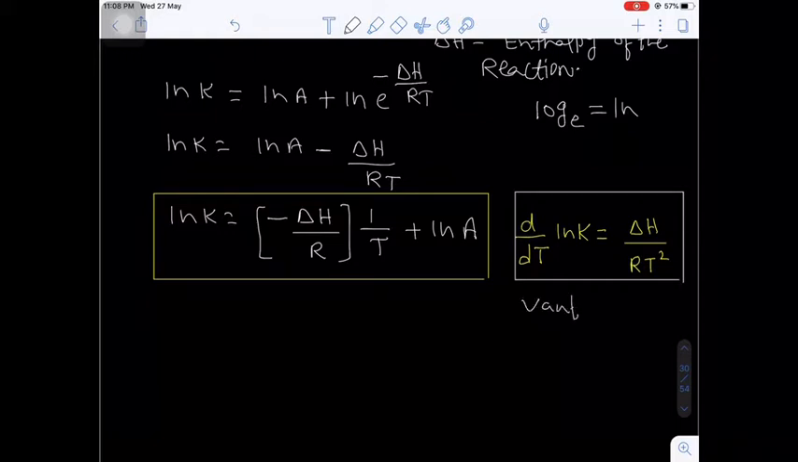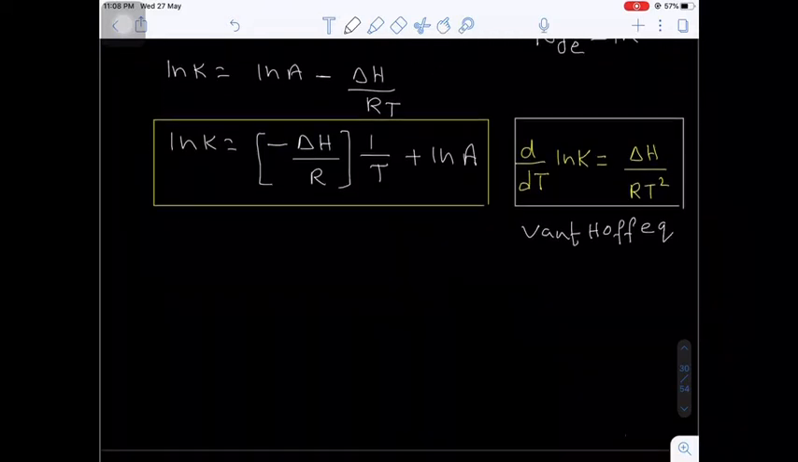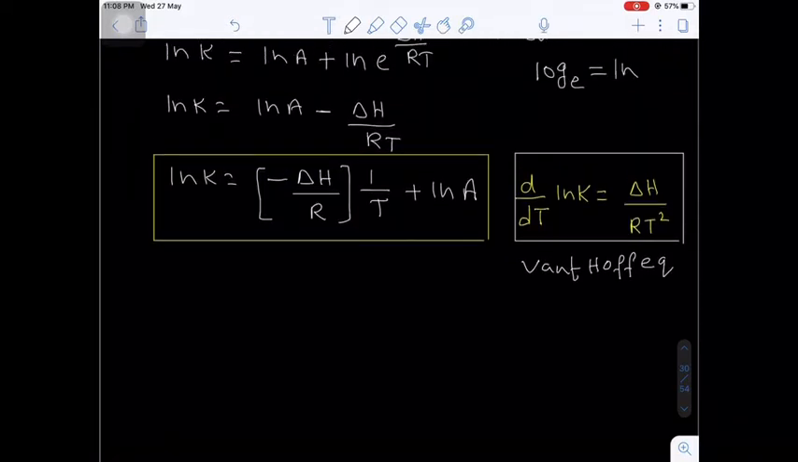This equation is called Van 't Hoff's equation. This equation is called what? Van 't Hoff equation.